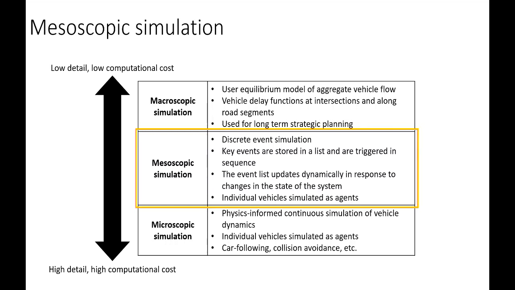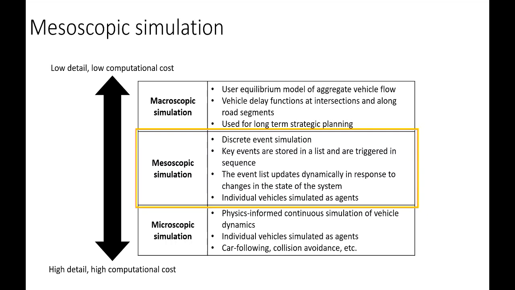This is continuous, although obviously you discretize it to whatever your integration step is. It's essentially a kinematic simulation using Newton's laws, and you build in things like car following behaviour. So how far do I want to stay behind a car that's in front of me? Collision avoidance: I want to maybe enter a stream of traffic, but I've got to avoid hitting other cars. These sorts of things get built into a microscopic simulation.